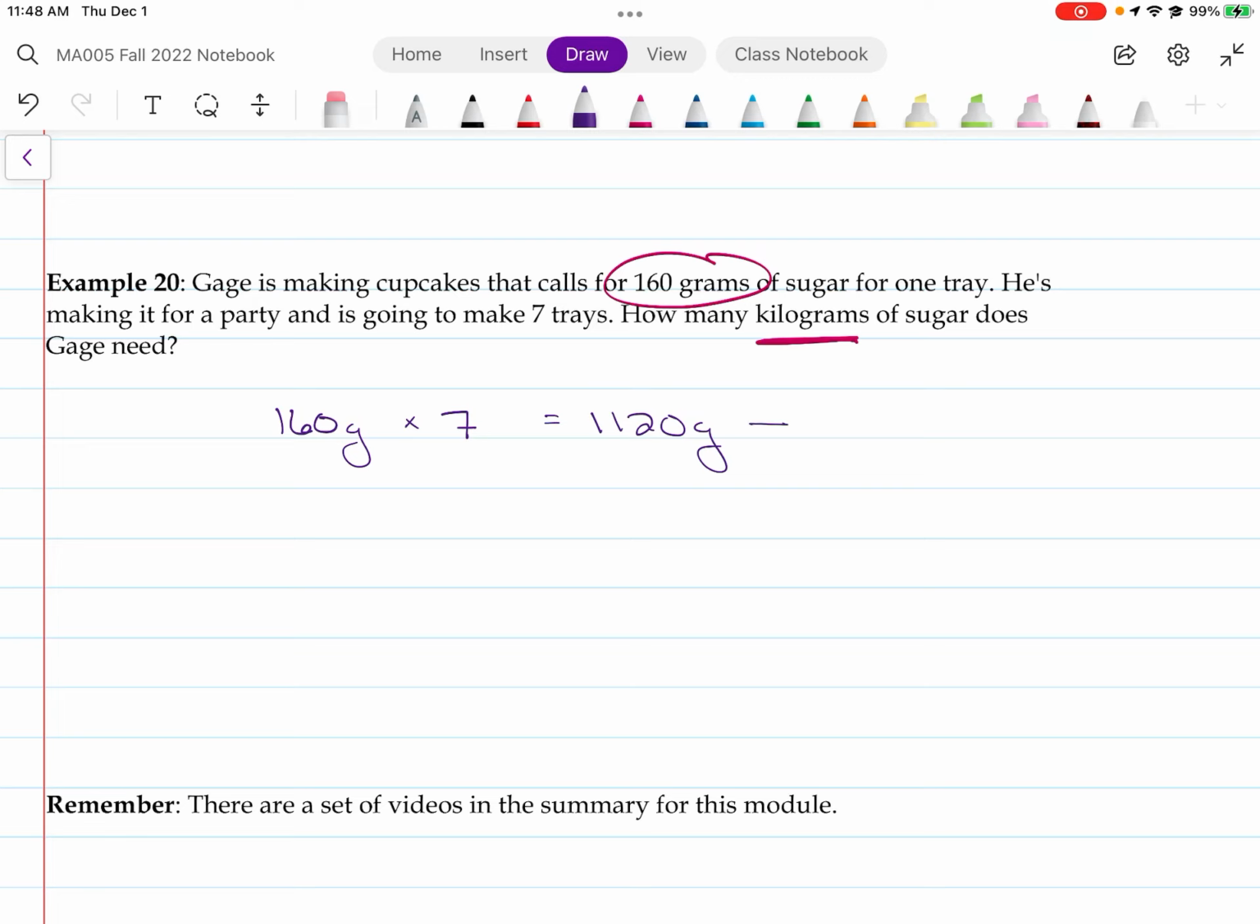We need to convert this to how many kilograms? I was going to scroll all the way back up. We would find that grams to kilograms, we have to move 3 places to the left. So we would start at grams, and we would go to kilograms, and we would find ourselves going 1, 2, 3 to get there. So we need to take this and go 1, 2, 3, and we get 1.12 kilograms of sugar.